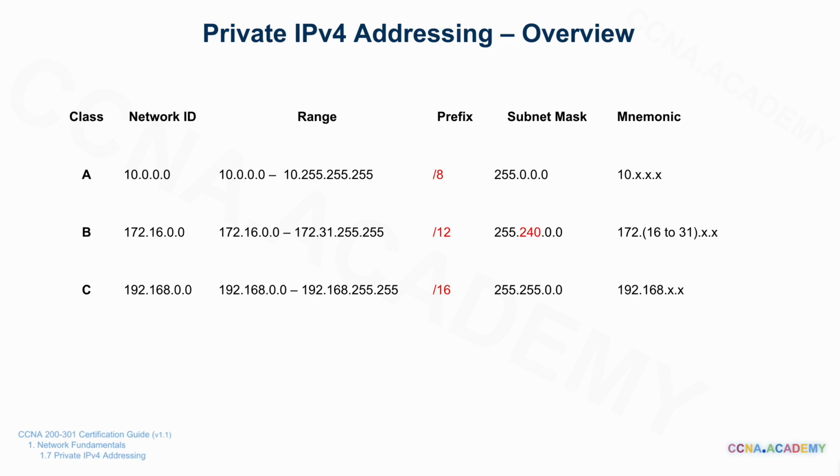Class A uses 10.0.0.0 to 10.255.255.255. That's a /8 network. Class B covers 172.16 to 172.31, a /12 block. And Class C ranges from 192.168.0 to 192.168.255, a /16. These are the only private ranges you can safely use inside local networks.